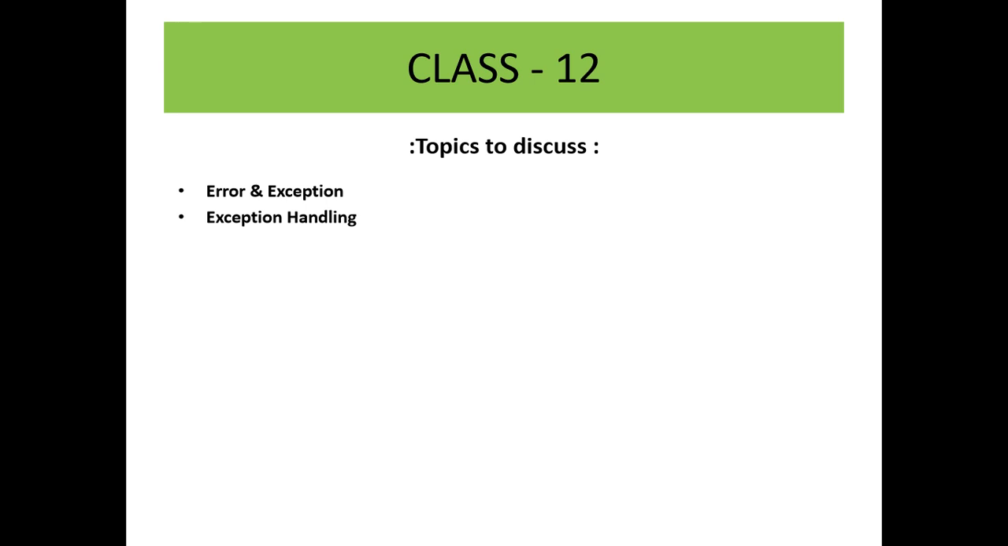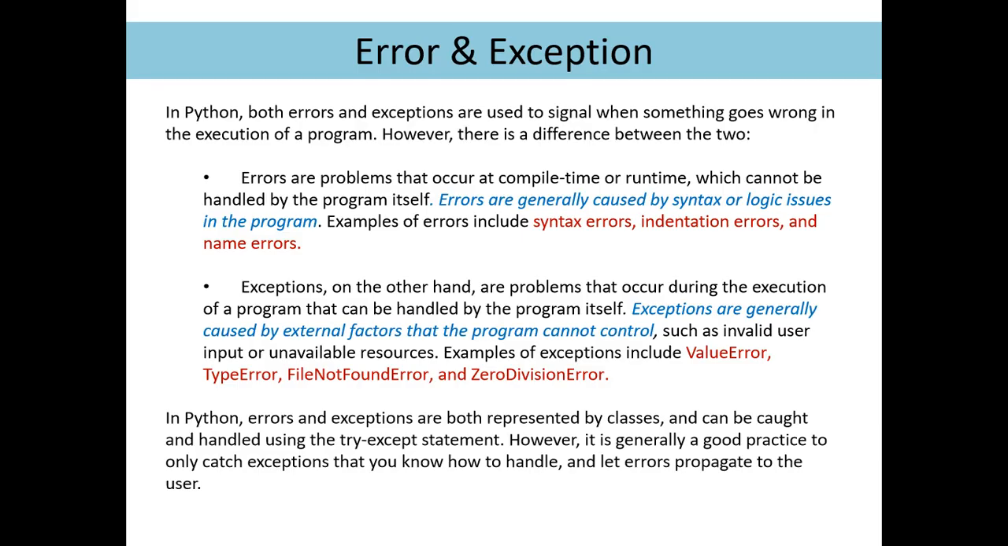Error and exceptions are two different things. In Java there was a clear difference between error and exception. In Python, although it is quite merged, it still has some differences. So what exception handling basically tells you is how to manage your code.